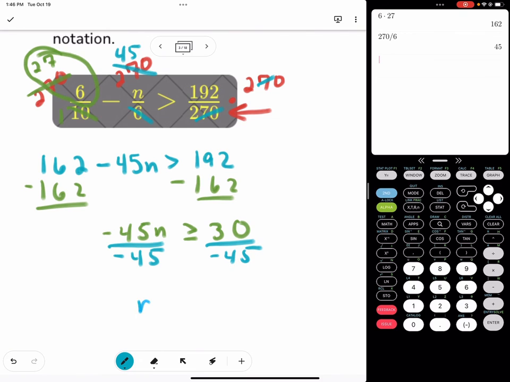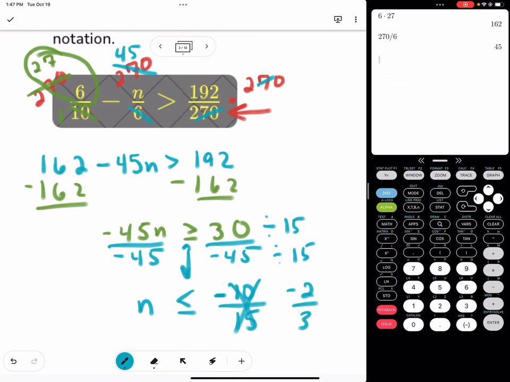Dividing by a negative causes me to flip the inequality. There's that flip again. And I get negative, both divisible by 3. And those are both divisible by 5. So negative 2/3. I should divide everybody by 15 right here. And it would jump me right to n is less than or equal to 2/3.